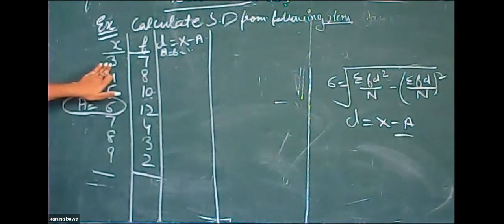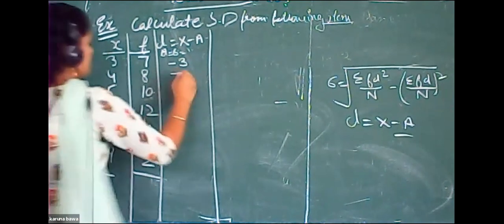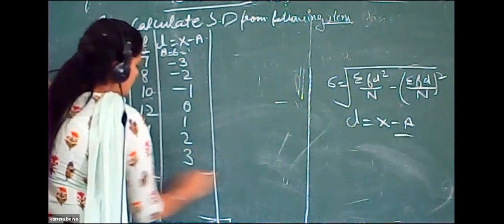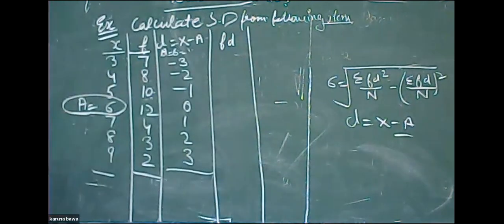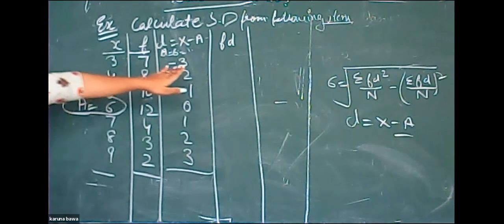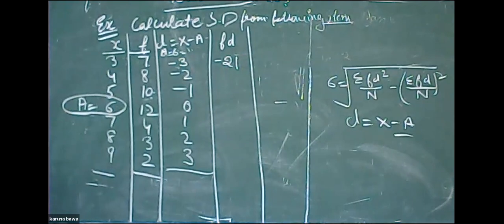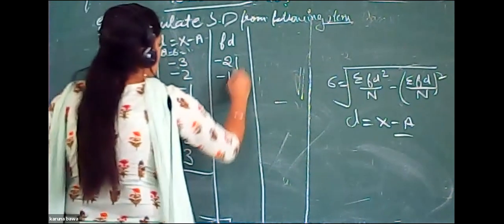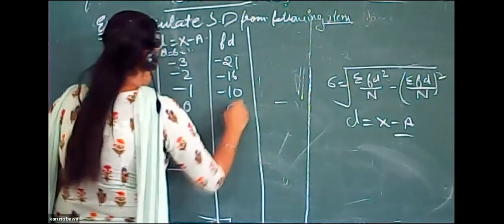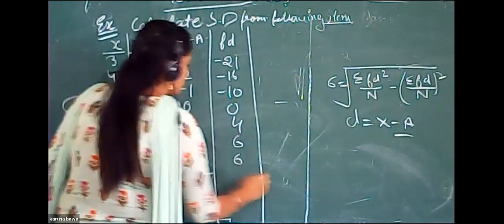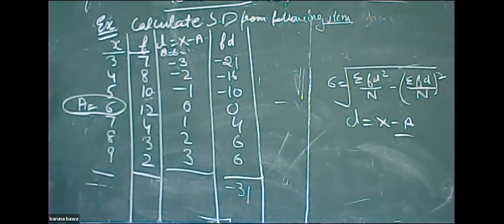3 minus 6. On the other hand, 4 minus 6, minus 1. So this is the deviation. On the other hand, we find out the frequency multiplied with the deviation value. Frequency multiplied with the deviation. So basically, minus 21, 8 multiplied by minus 2 is minus 16, 10 multiplied by minus 1 is minus 10, 0, 4, 6, also 6. And the total of the values is minus 31.